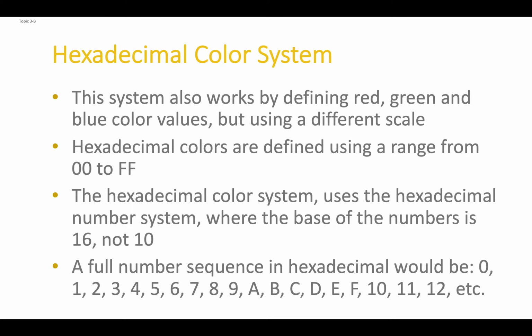If you want to define a hexadecimal color, 000000 is black, and FFFFFF is white. So the hexadecimal color system uses the hexadecimal number system where the base of the numbers is 16, not 10. A full number sequence in hexadecimal would be 0, 1, 2, 3, 4, 5, 6, 7, 8, 9, A, B, C, D, E, F, 10, 11, 12, etc. So we don't actually use the 10, 11, 12, but you can use 0 through F.